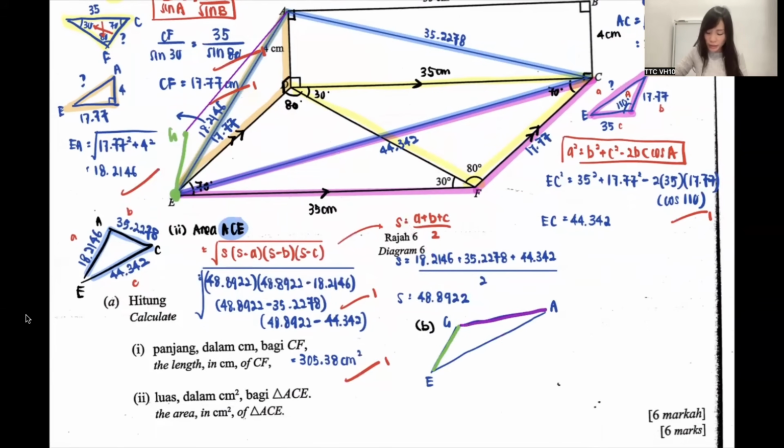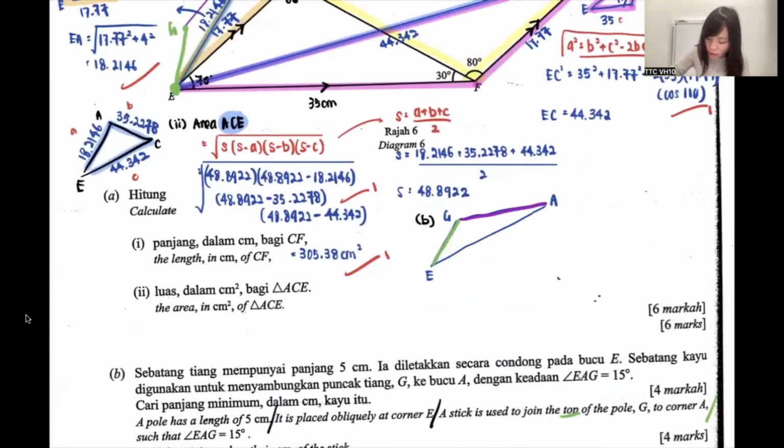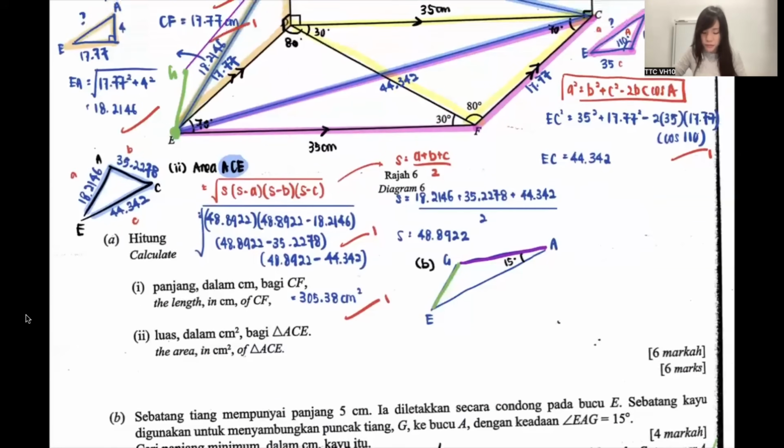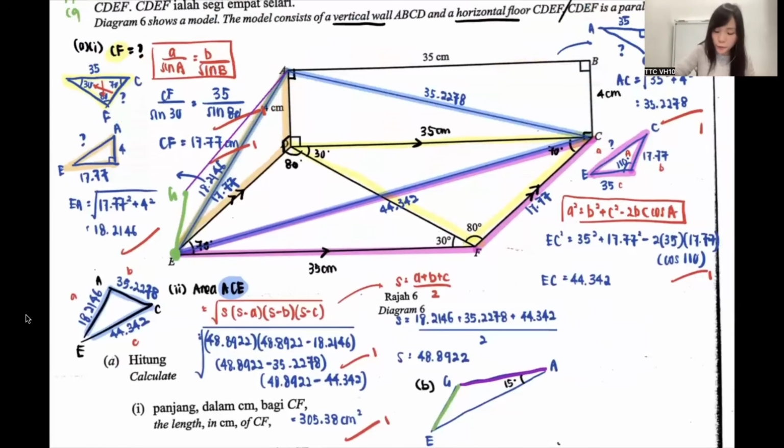So now they say what? Now they say EAG is 15 degree. So this one is 15 degree. What else do I know about this brand new triangle? I hope you guys can see I'm talking about this red color brand new triangle. Other than that, I have what? 18.2146. So 18.2146, and then nothing else.